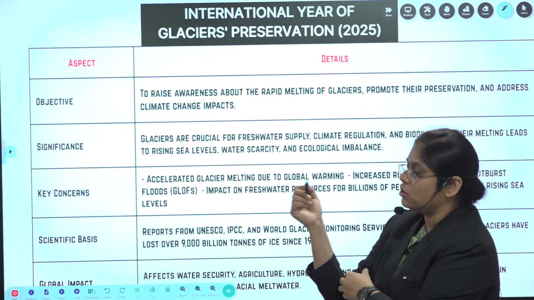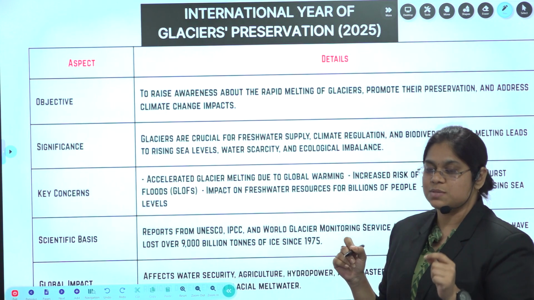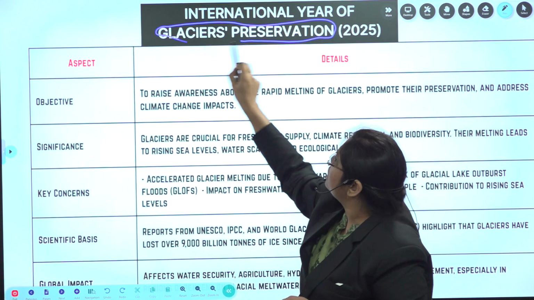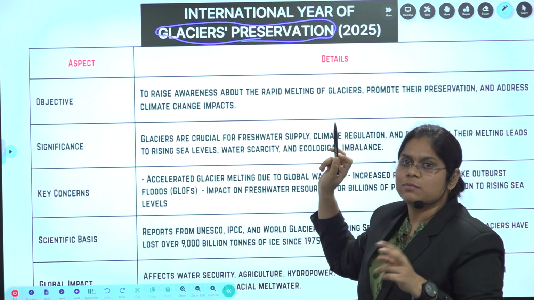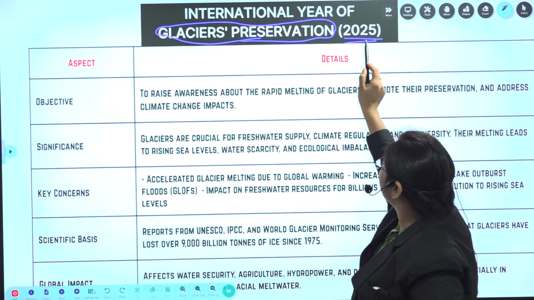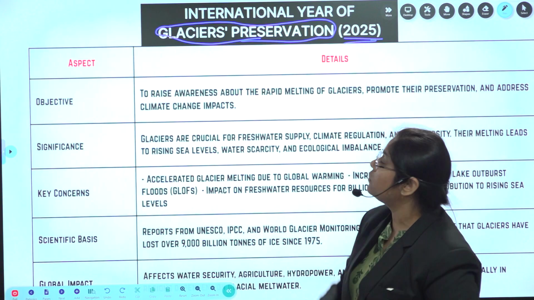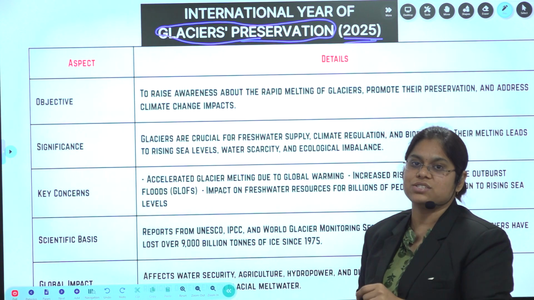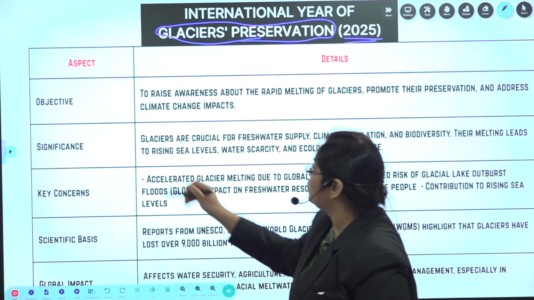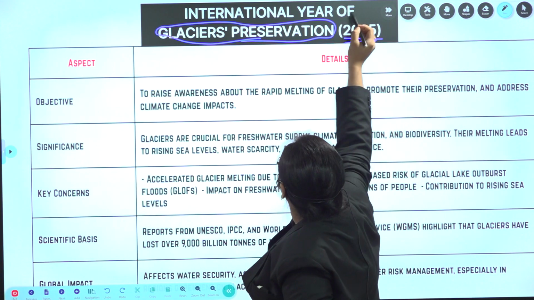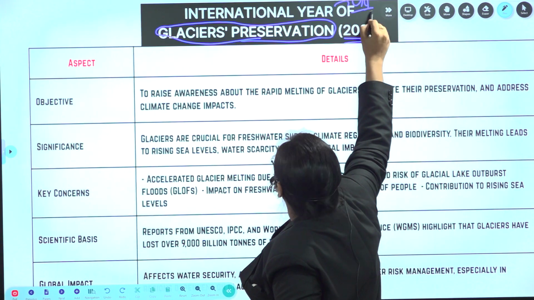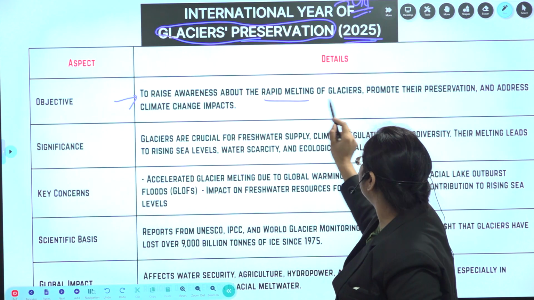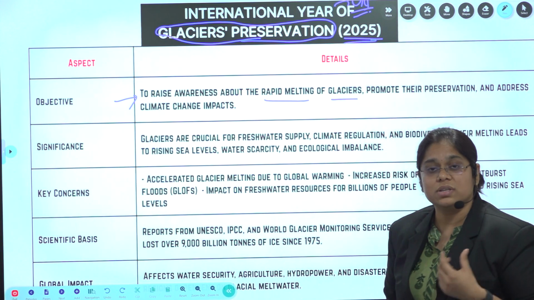Now, let's see, 2025 has been declared as the International Year of Glaciers Preservation. That is why we are talking in detail about glaciers melting. Now, what is the objective? Who declared this? The UN, United Nations, right? What is the objective of this declaration? To raise awareness about the rapid melting of glaciers and also to promote their preservation.